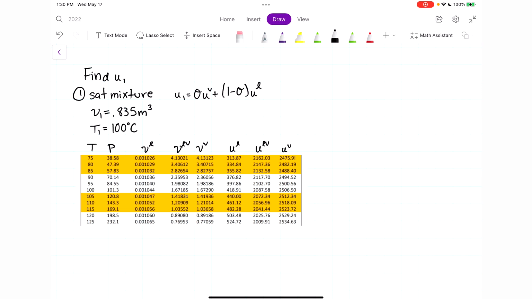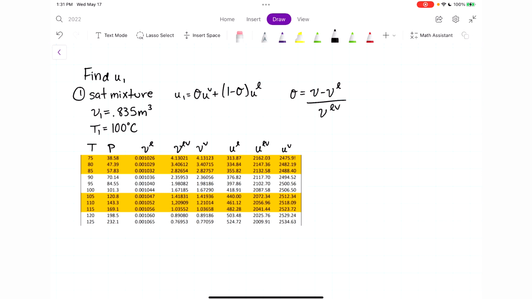The way that we find quality is with the equation: quality is equal to the specific volume, or any other tabulated info that you have. In this case, we are given the specific volume. Sometimes you won't know the specific volume, but you'll know the specific internal energy or the specific enthalpy, and that's another way that you can solve for the quality of your system. But in this case, we're given specific volume, so we're going to use the specific volume in order to find the quality.